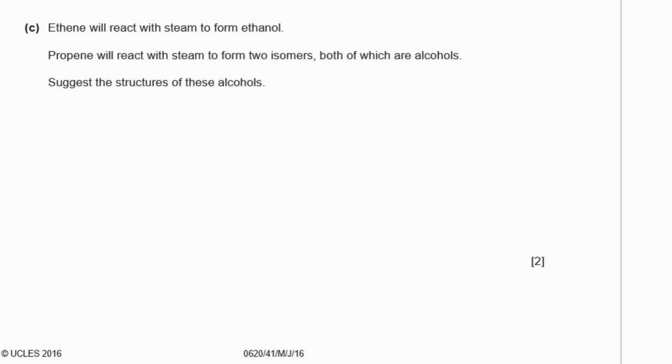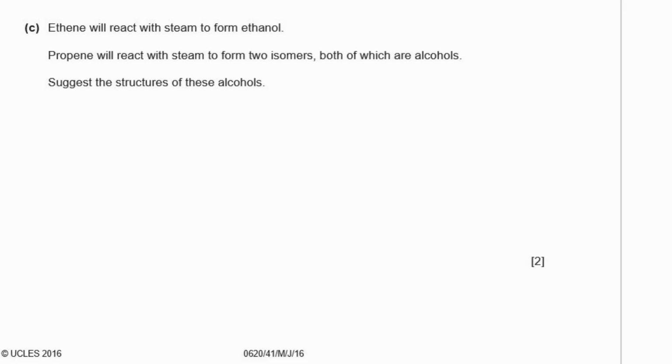C. Ethene will react with steam to form ethanol. Propene will react with steam to form 2 isomers, both of which are alcohols, and suggest the structures of these alcohols. So if we look at the ethene reaction, this is not what they ask you to write down, but this is the ethene. I say monkeys eat peeled bananas. So ethene, it has 2 carbons.